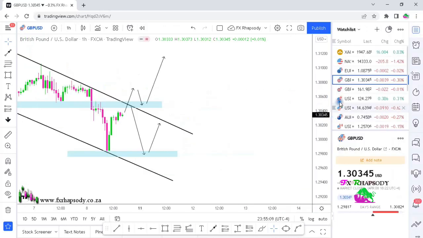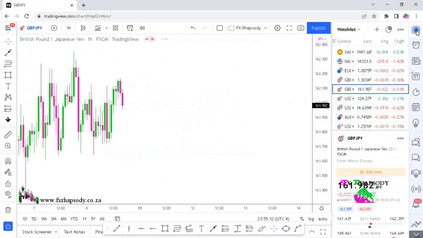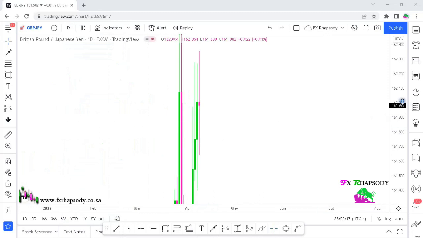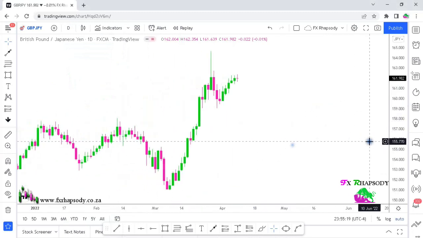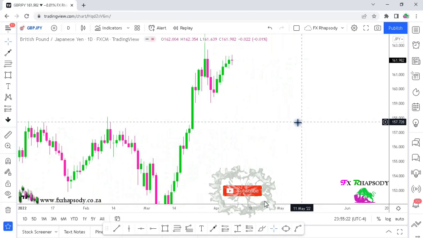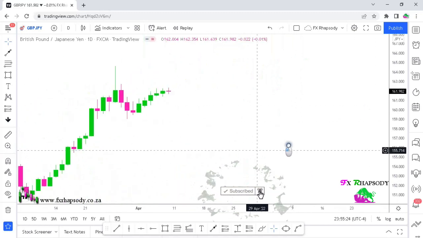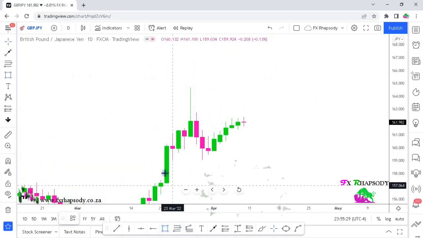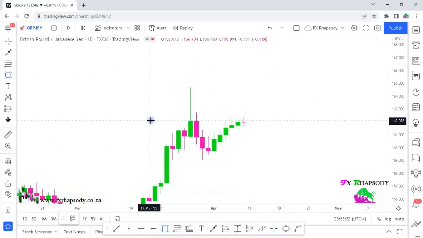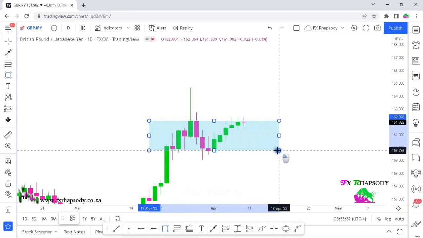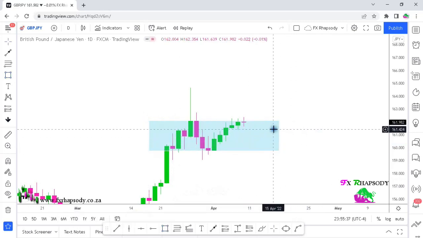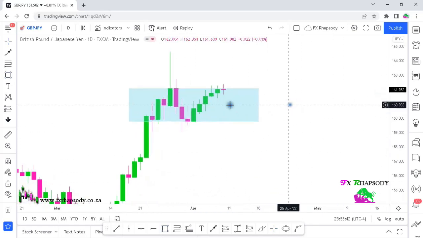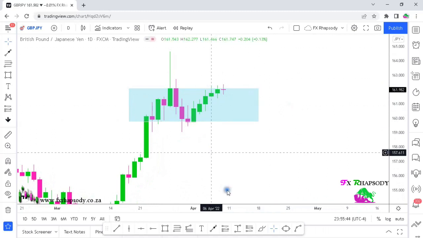Let's move on to British pound, Japanese yen. Let's jump on to the daily first. So on a daily time frame, just expand this a little bit. Then we can expand. So consolidation, accumulation in the markets right there. So we're waiting for that breakout to happen. That breakout can be either to the upside or to the downside.